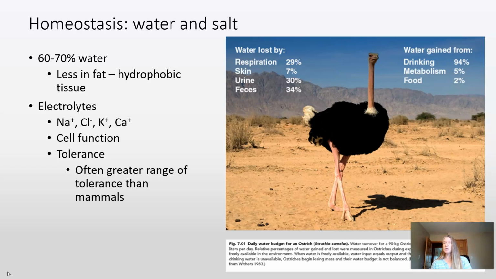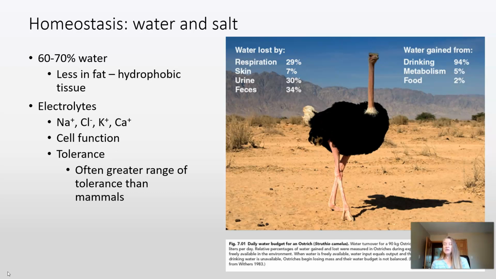So how is water lost? Obviously as we respire, we have air moving through these tissues and we have evaporative water loss there. About 7% of water could be lost through the skin. Birds don't really sweat like we do, so we could have more water loss during exercise than birds do, just through the skin. But for birds, about 7%. Urine, about 30%, and then feces, about 34%.